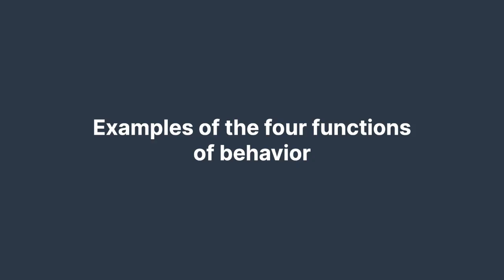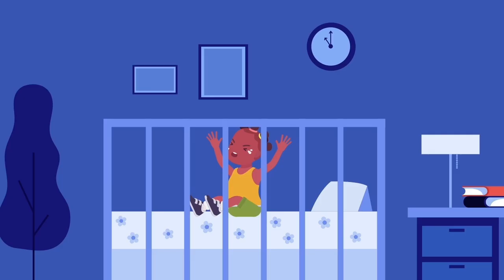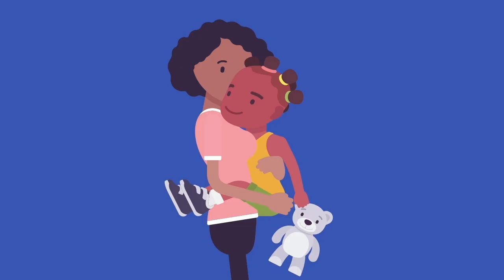Now that we know the basics of understanding the 4 functions of behavior, let's take a closer look at a few examples. Here's an example of attention behavior. Baby Susie screams whenever her mom takes her to her crib and walks away. Whenever baby Susie screams, her mom gives Susie her favorite teddy bear. She soothes her daughter by singing nursery rhymes to stop the screaming. Susie always stops screaming when her mom does this.